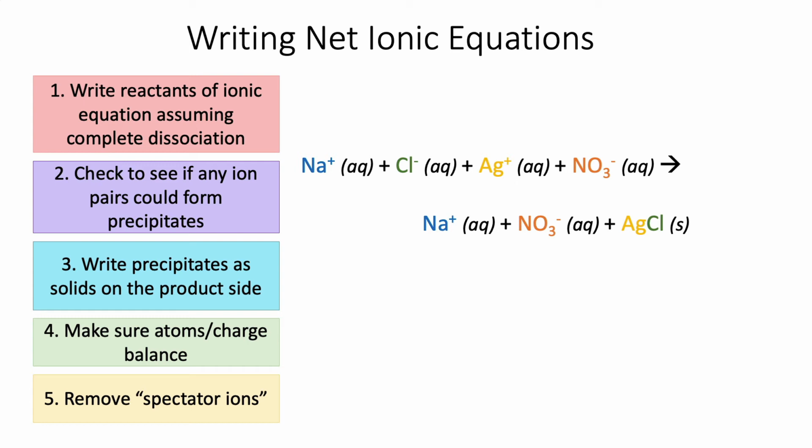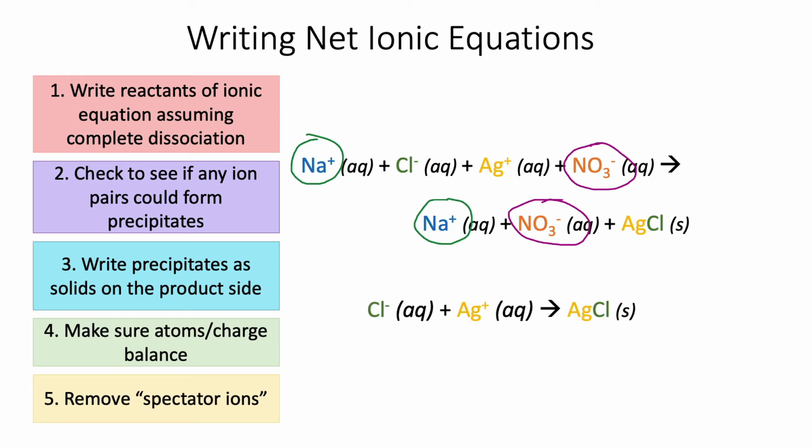Now we're going to remove the spectator ions, and basically what you're going to do is look at the reactant and product side, and find things that appear on both sides. So here we have sodium in both the product and reactant side. You have nitrate in both the product and the reactant side. So we're going to take those out, and what we get is this. Aqueous chloride ion plus aqueous silver ion gives us solid silver chloride.